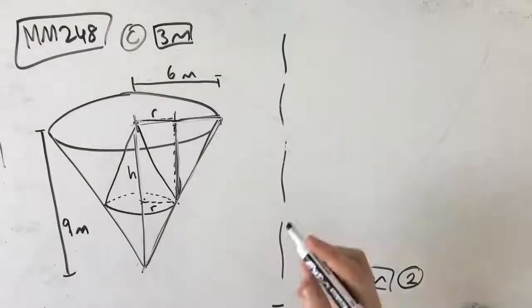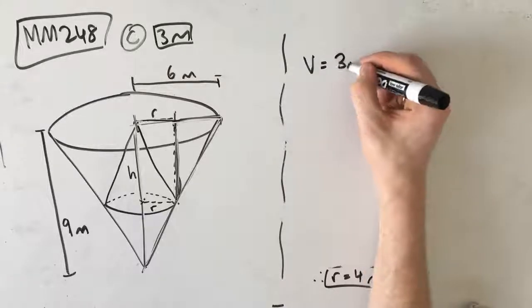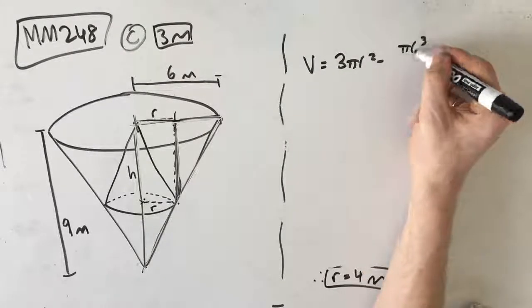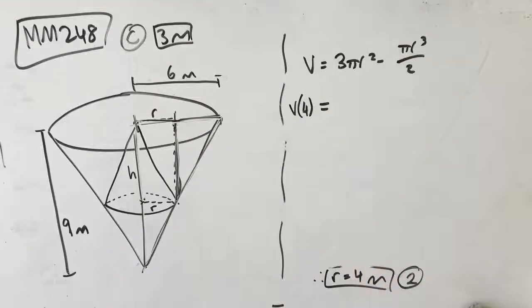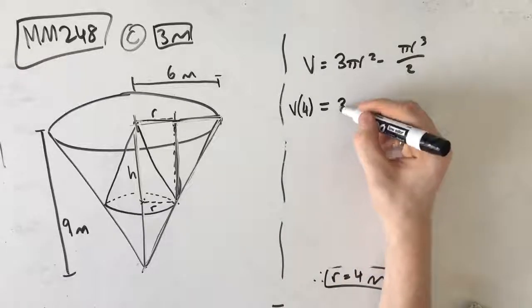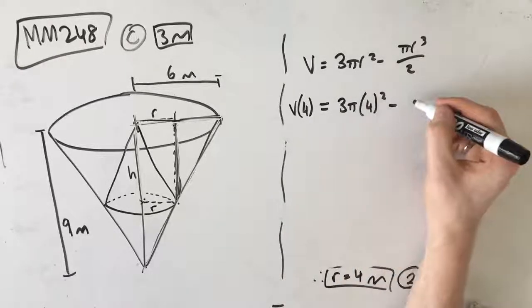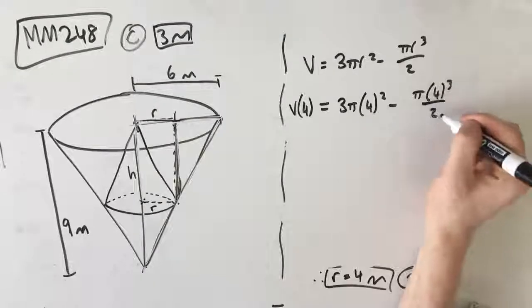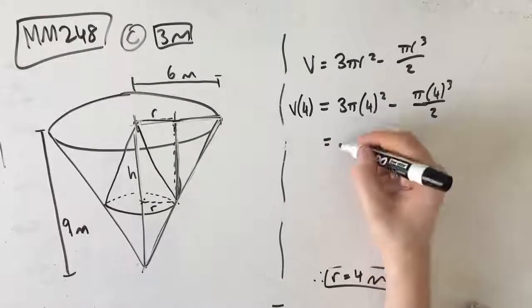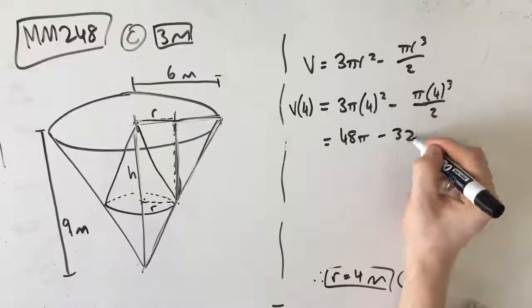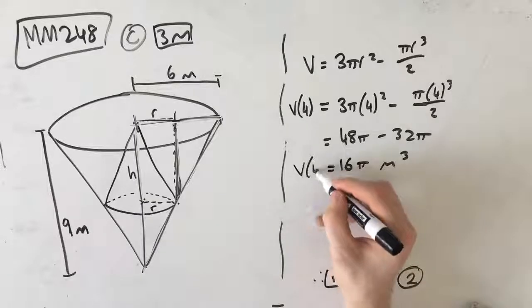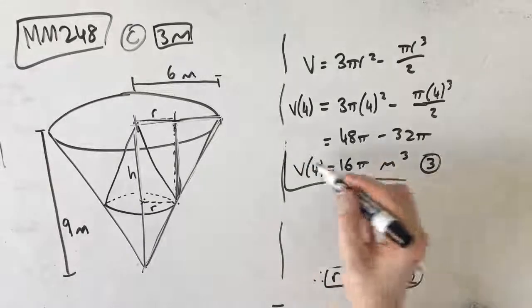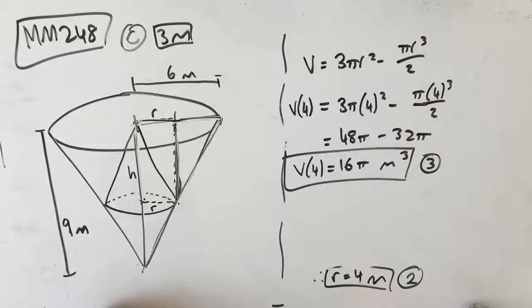But now we also have to state our maximum volume. We know that our volume is equal to (3 pi r squared minus pi r cubed) over 2, and we know that our radius at maximum volume is 4. So we can sub in 4 here: (3 pi times 4 squared minus pi times 4 cubed) over 2. This gives us 48 pi minus 32 pi, which gives us 16 pi meters cubed, which is our volume. And that gives us our third mark. This is our final answer for question MM248.